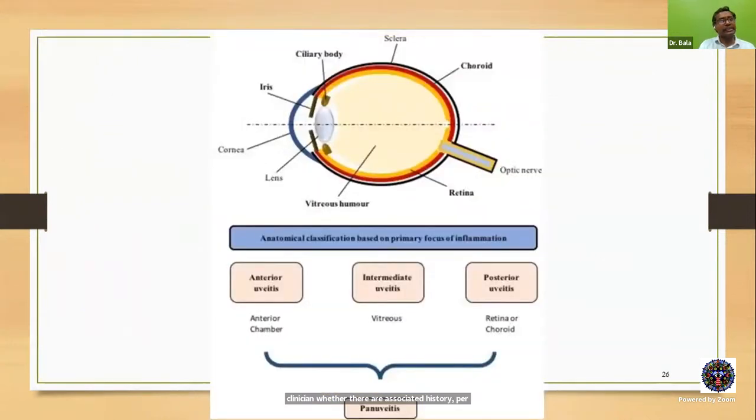So this is a basic anatomical classification. Most of you might know any uveitis is going to be classified as anterior, intermediate, or posterior, and the panuveitis has equal involvement. The word equal in the SUN classification is important. All three segments are equally involved in an untreated eye.